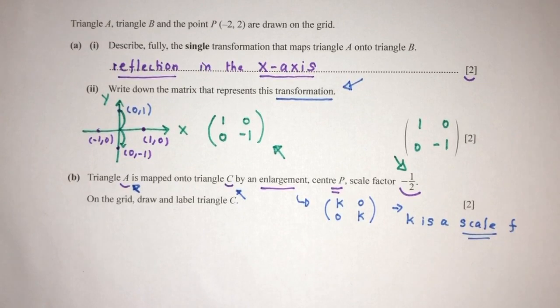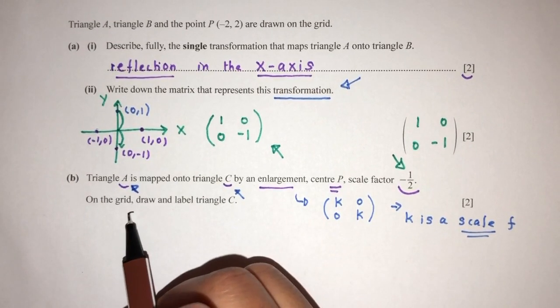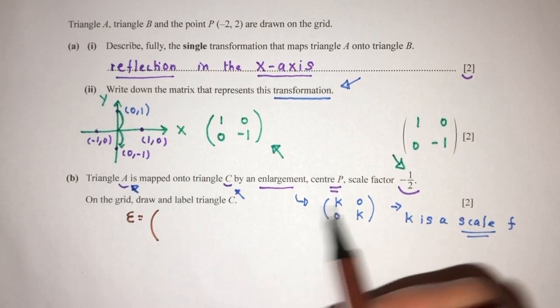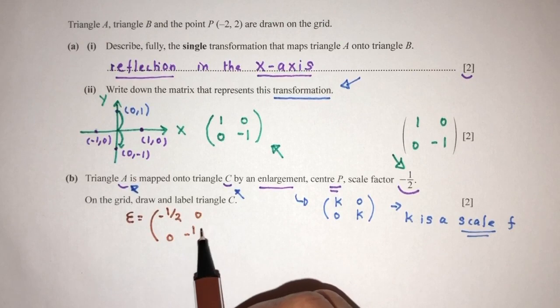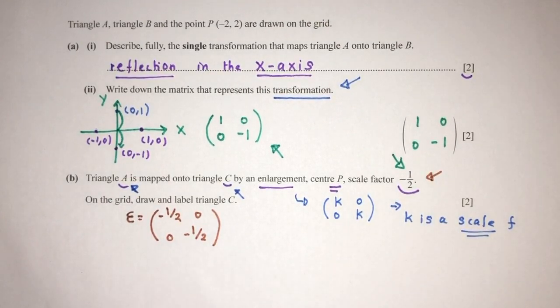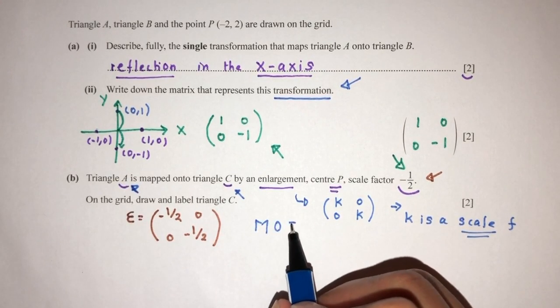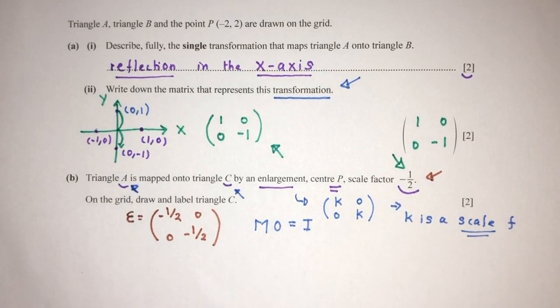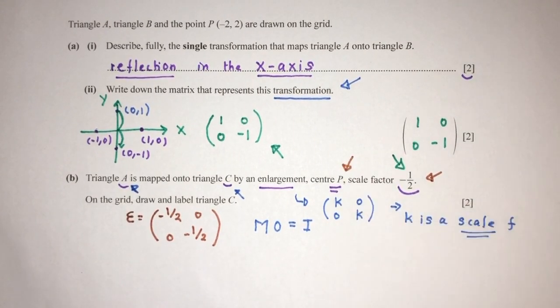Sorry about that. Now we have a scale factor of minus half. So let's write this down. We know the matrix for enlargement has to be minus half, 0, 0, minus half. That's given to you by the question itself right here. Now again, to use the matrix multiplication, what do we have to do? We have to have a center of 0, 0, because here the center is P. It will not be possible.